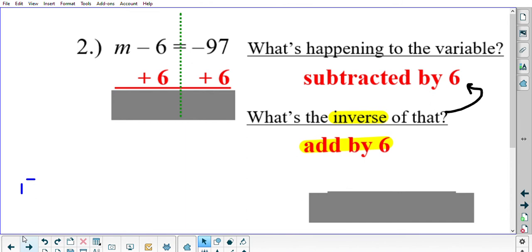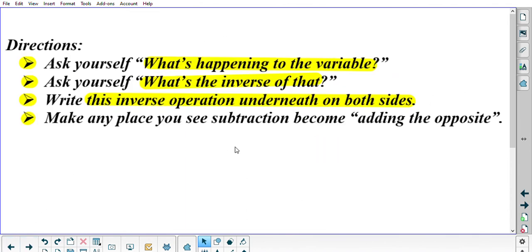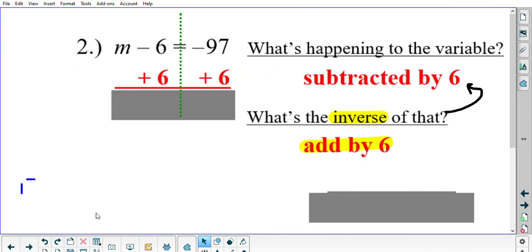All right, what's the fourth part of the directions? Fourth part is to make any place where we see subtraction make it adding the opposite. So do I have subtraction on my inverse? No, that's adding by 6, so that's not subtraction. But the original equation this time has subtraction, m minus 6. So boom, make that adding the opposite. And that thing to the right of the equal sign, that was not subtraction, that was -97. So there you go. That's the 4 parts of the directions being done.